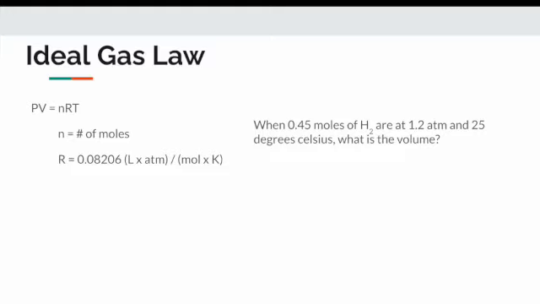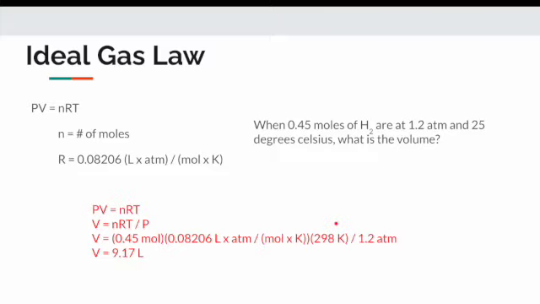Now, I would like everyone to try the problem on the right. When 0.45 moles of hydrogen gas are at 1.2 atm, or atmosphere, and 25 degrees Celsius, what is the volume of this hydrogen gas? And the answer is 9.17 liters.